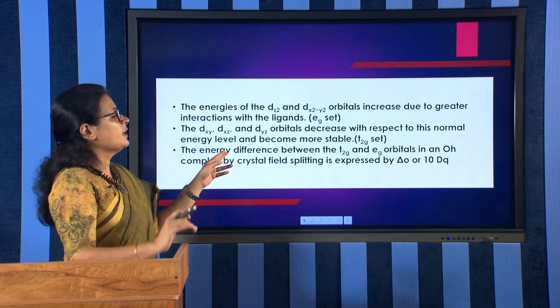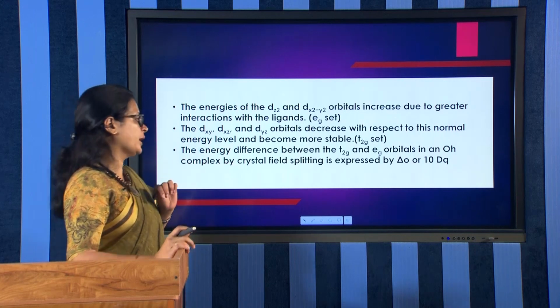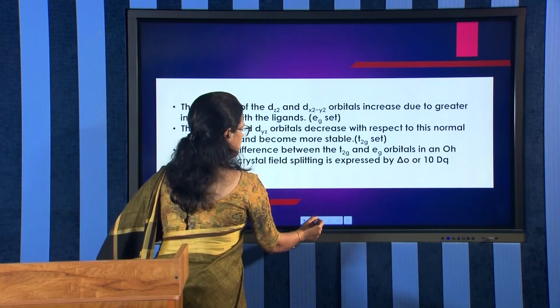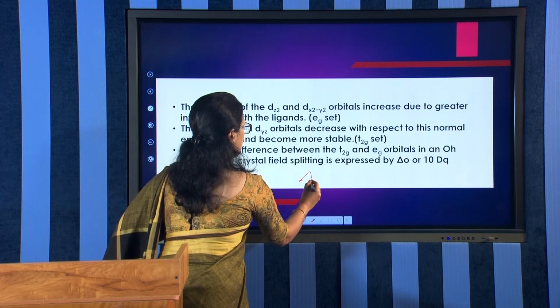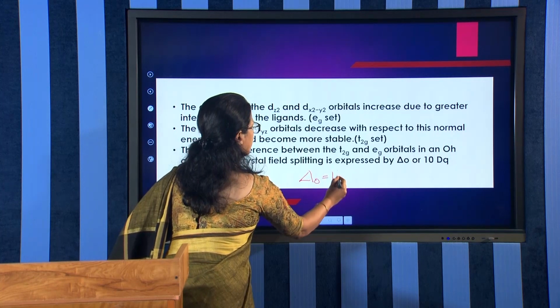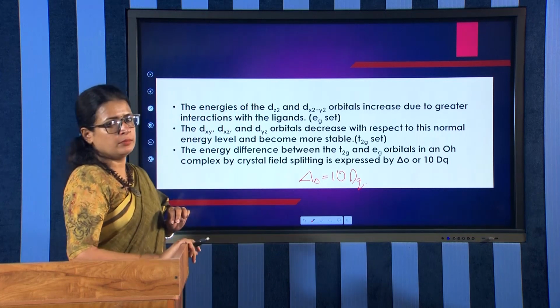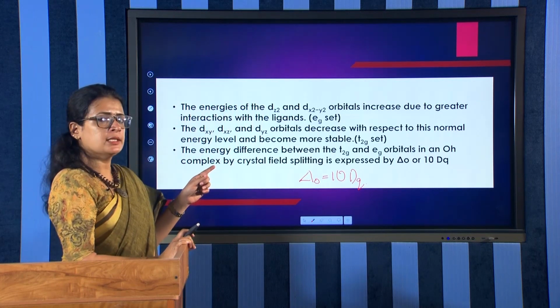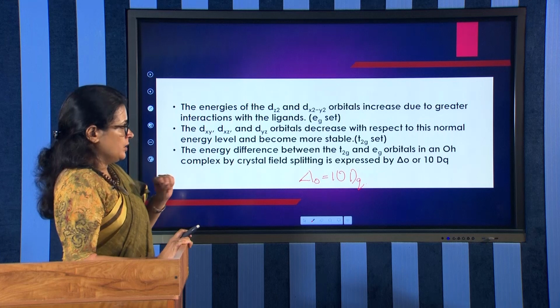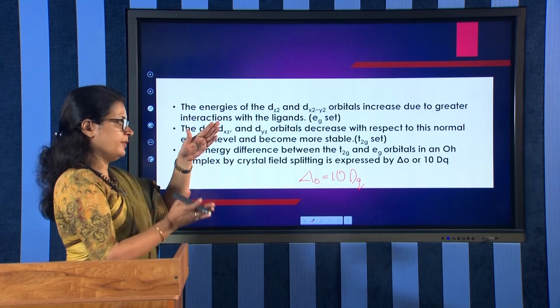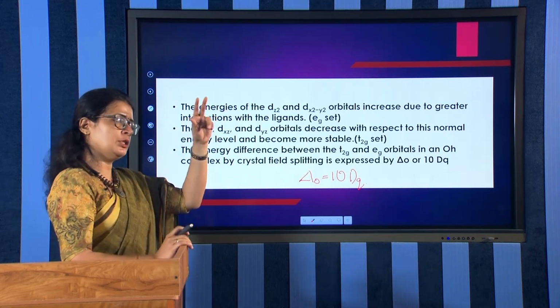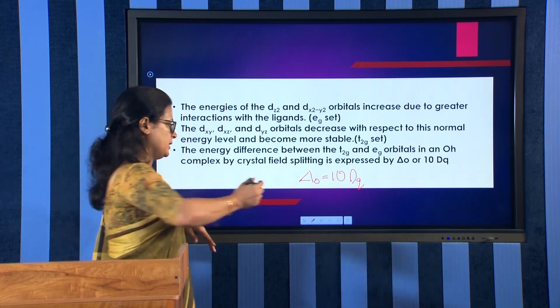It is called the crystal field splitting, or delta O, and delta O is equal to 10 dq. dq means differential of quanta. So, delta O is the difference in energy between the T2G set and the EG set.